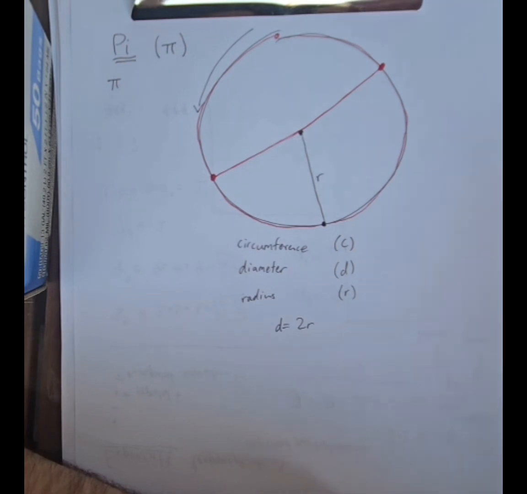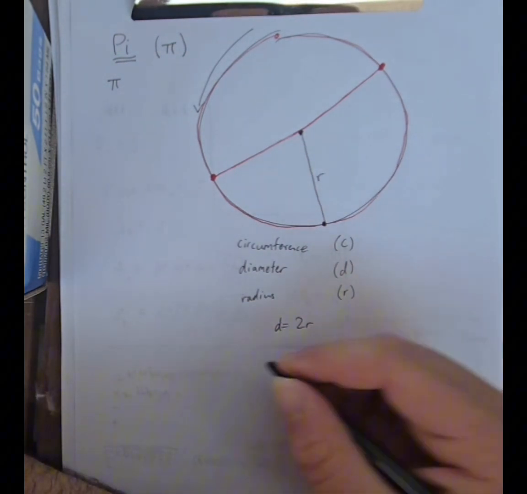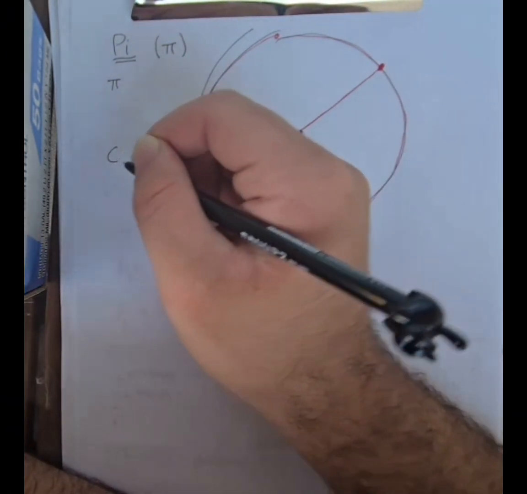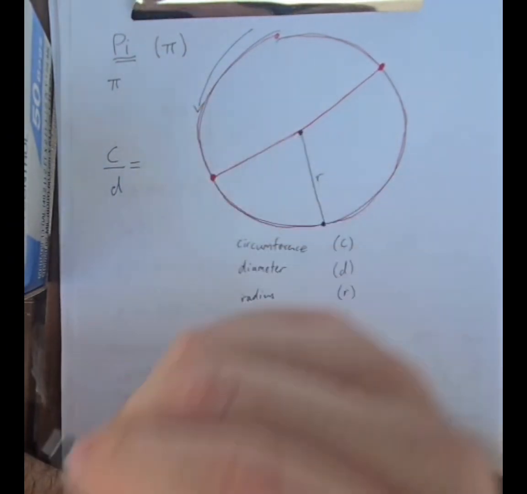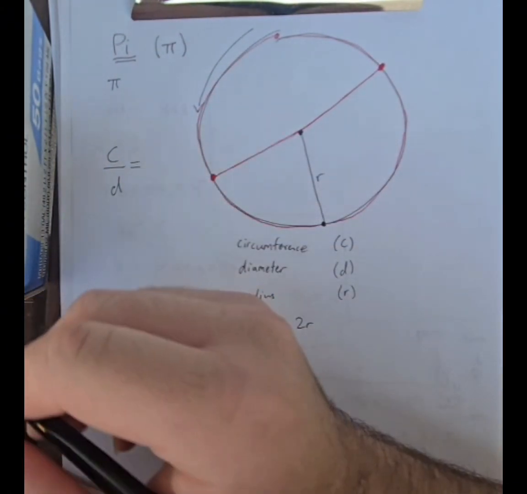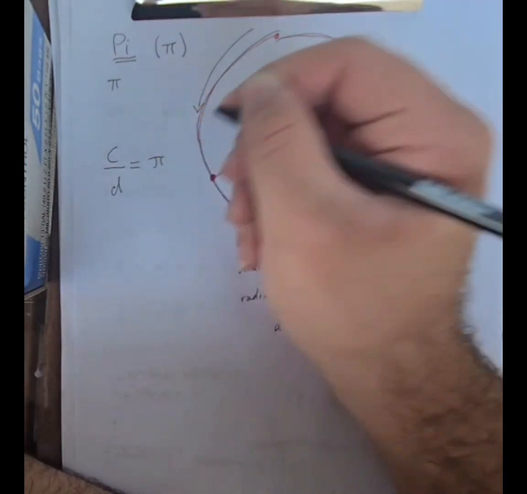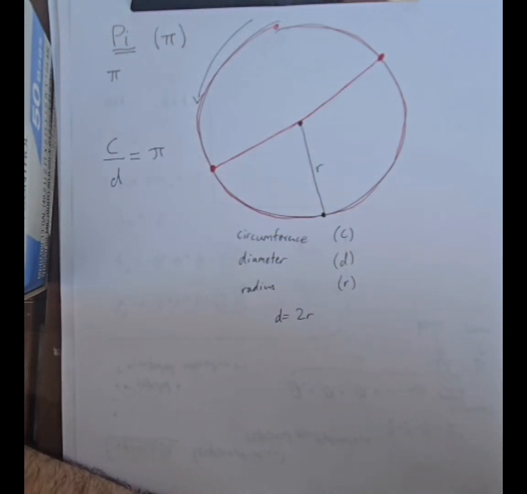So what's pi? When you take the circumference and divide it by the diameter, you will always, no matter what the circle is, no matter how big or small it is, you will get pi. That's the number you're gonna get.